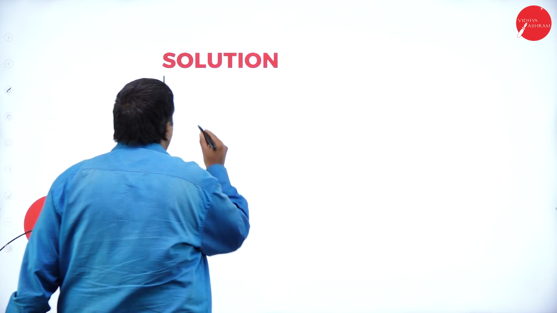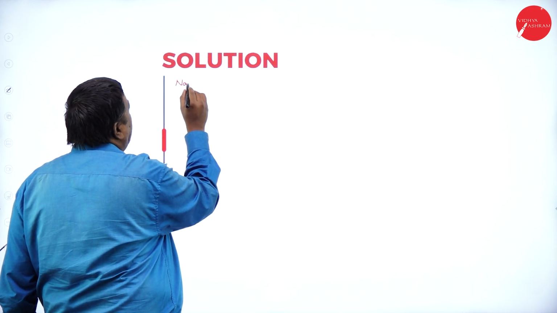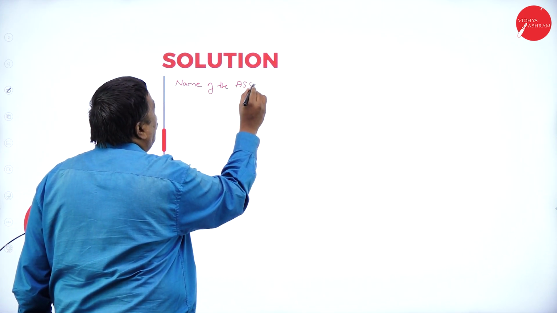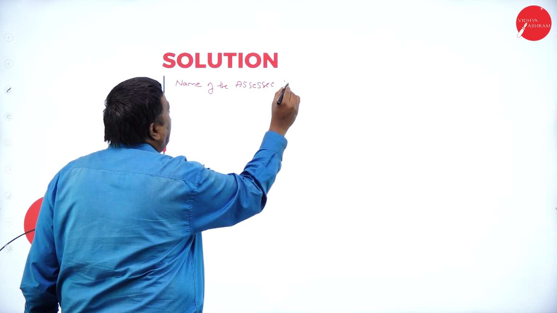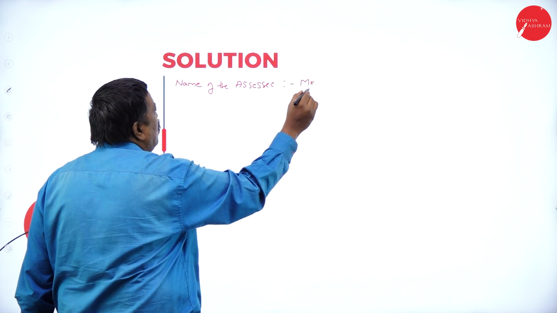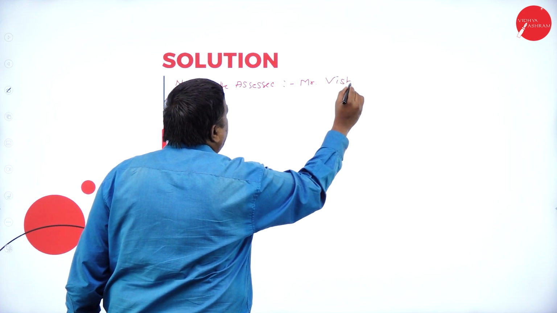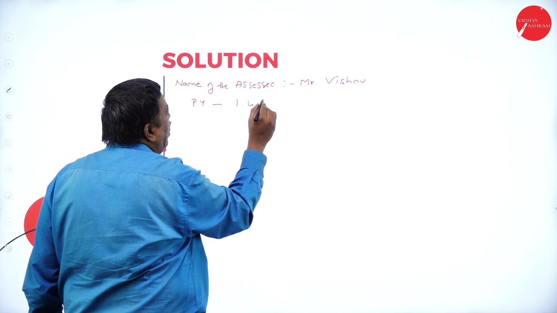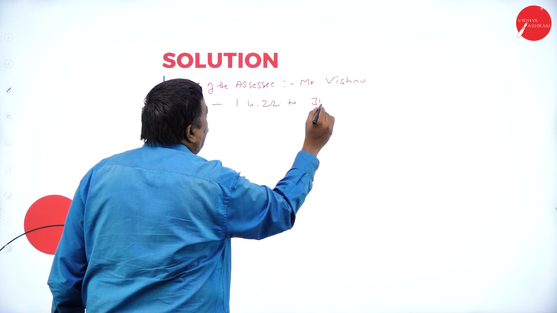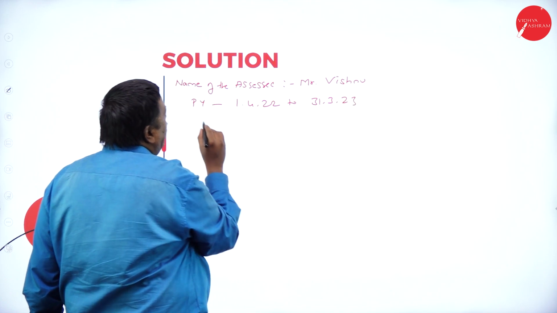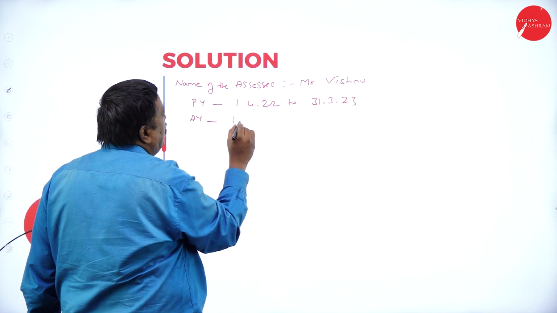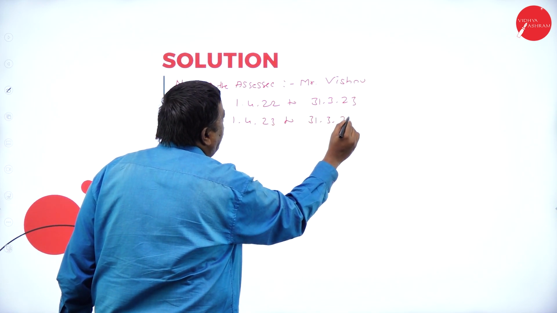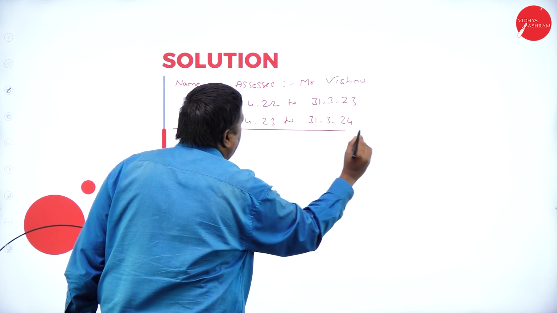So what do we have to write here? Name of the assessee, we have to write Mr. Vishnu. Which is our previous year? Previous year is 1st April 2022 to 31st March 2023. And which is my assessment year? 1st April 2023 to 31st March 2024. This is the information we have to write.